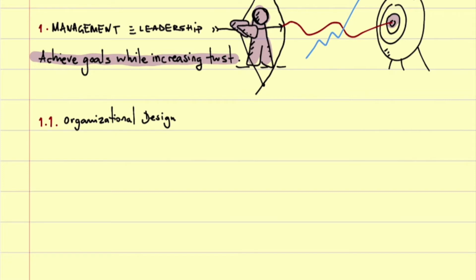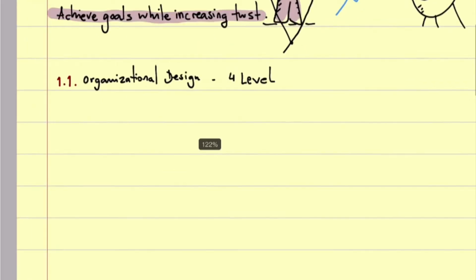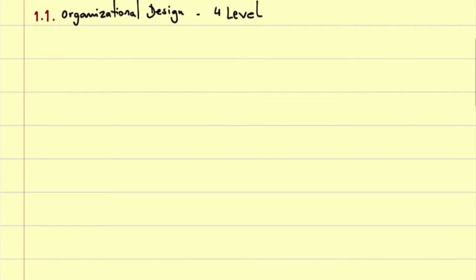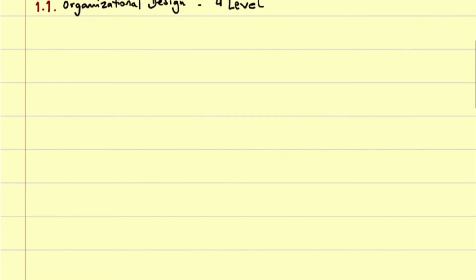So let's say we have four, I call this the four level organizational design structure, okay? So when I ask you in the exam, what is the four level organizational design structure? You just tell me this, okay? So the first level, let me put it here, first level.